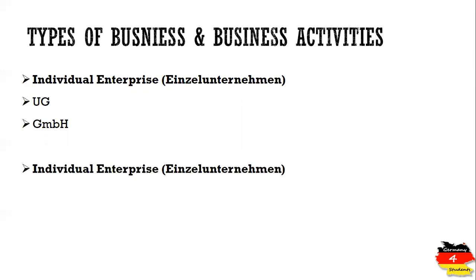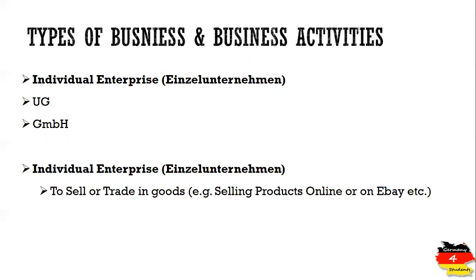Now let's see what are the type of activities that you can perform. If you intend to sell goods or trade in goods, then individual enterprise is the best option for you. You can sell the goods or products online or in some shop. The online goods can be sold on any website. You can create your own website or you can sell the goods on eBay. And the second type of business activity that you can perform is to provide services in any domain. So let's now check about the requirements.